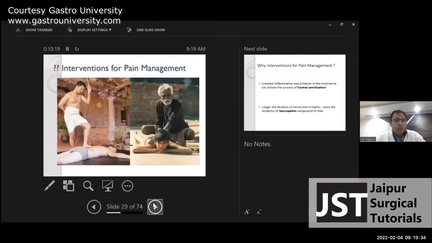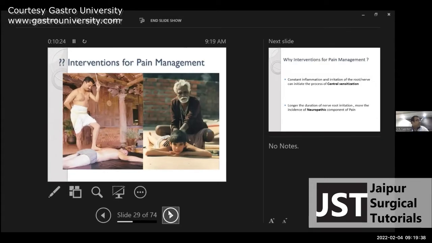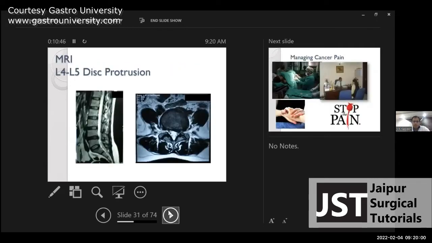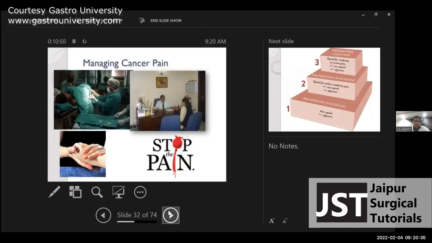So now coming to interventions for pain management, these were the earlier and still prevalent interventions which are done for back pain. What is the importance of these interventions? Because there is constant inflammation and irritation of nerve roots or nerves, which can cause central sensitization. And the longer the duration of nerve root irritation, the more is the incidence of neuropathic pain. Like here, we are seeing L4, L5 disc protrusion. This is the procedure. Epidural is given for the management of pain.